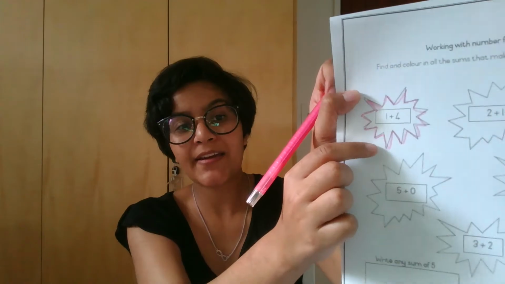So let's see. The first one says 1 plus 4. I have 1, I add 4. Do I have 5 now? Yes. So you're going to take a color and you're going to outline that question. See, I made it outlined and then you color it in because 1 plus 4 is 5 and we're working with 5.